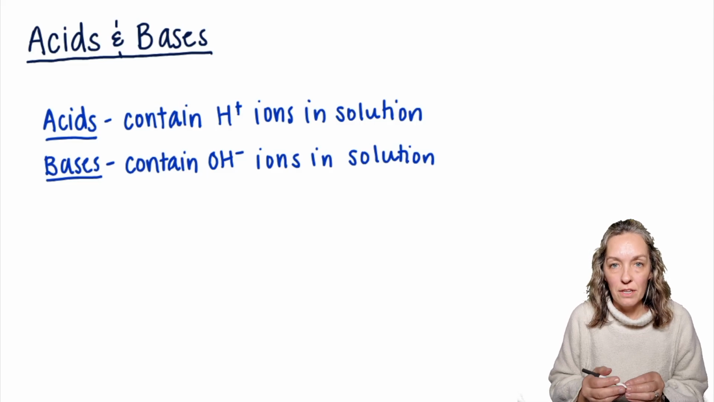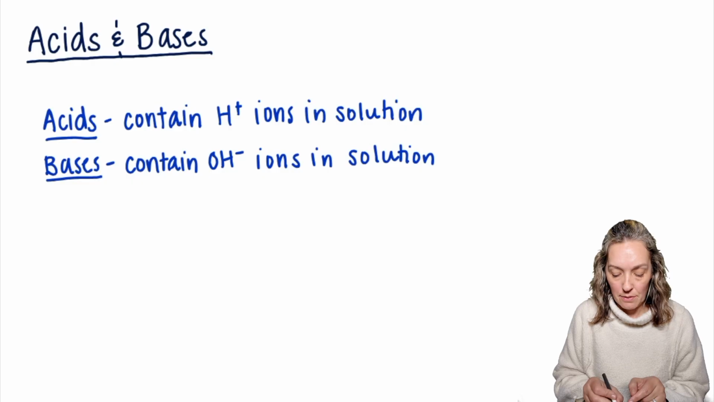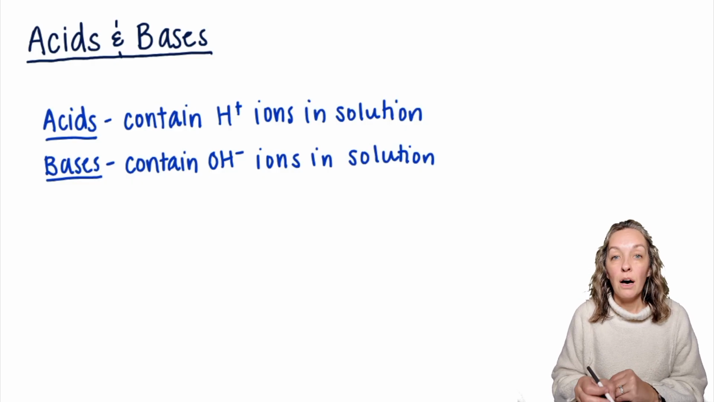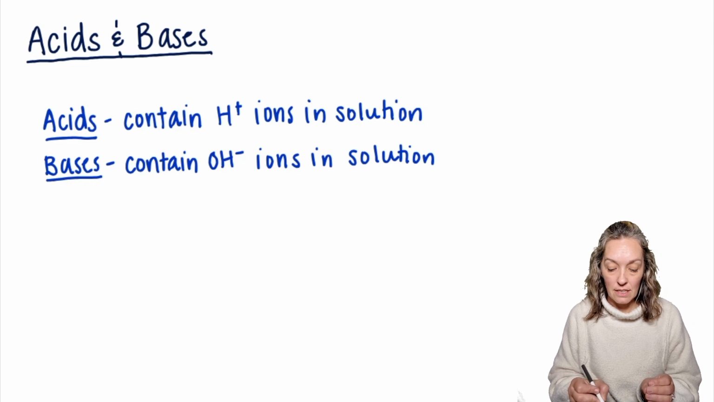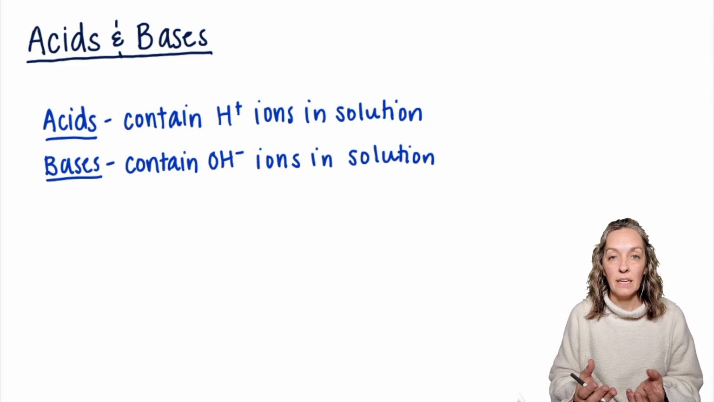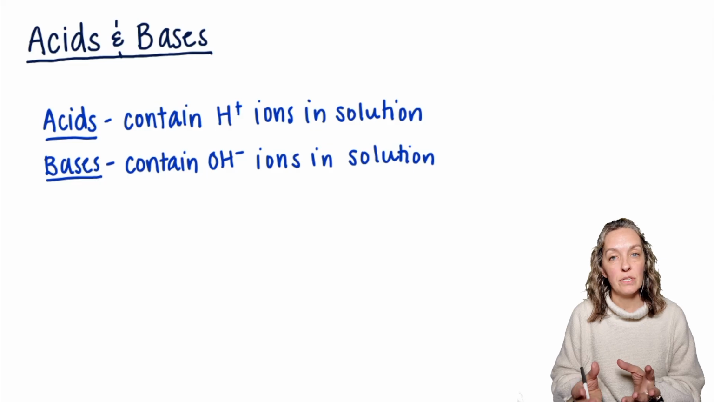For our definition, an acid is going to be any substance that contains H+ ions when dissolved in solution. A base is going to be considered any substance that contains OH ions when dissolved in solution. So we can identify if something is an acid or a base just by using the formula.